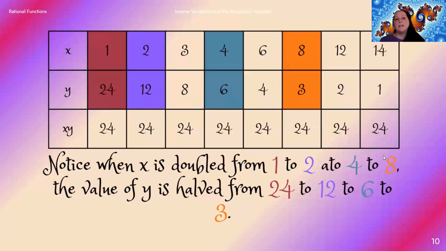All right, notice when x is doubled from 1 to 2 and 4 to 8, the value of y is halved. So 1 to 2, I want 24 to 12. So 24 divided by 2 gives me 12. Same thing with 4 to 8. When I doubled, 4 times 2 gives me 8. So 6 divided by 2 gives me 3. Okay, so you're seeing that when x increases, y is decreasing by the same rate every time.